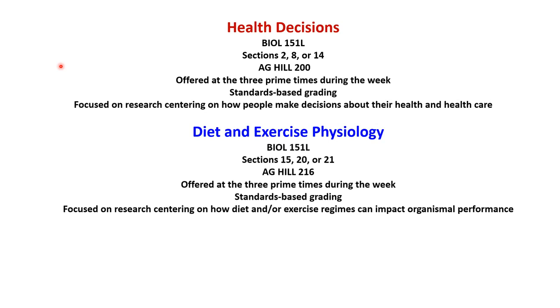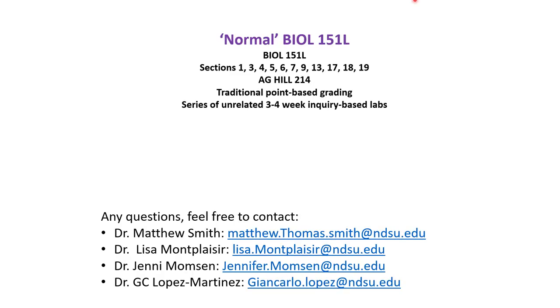Diet and exercise physiology, sections 15, 20, and 21. Again, both these are only bio majors. Again, this one will be in Hill 216, again offered at 3 prime times during the week, standards-based grading, focused on how diet and exercise impacts organismal performance. And then again, all the other sections are in AG Hill 214 and use traditional grading.